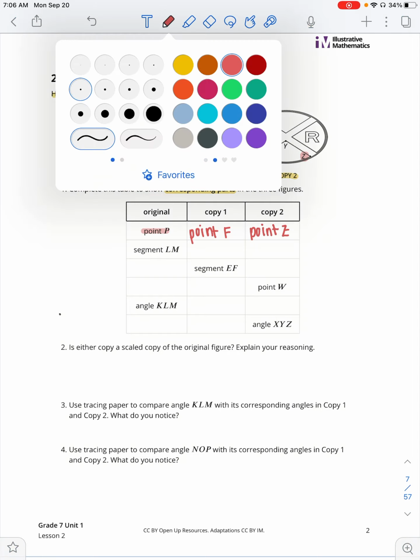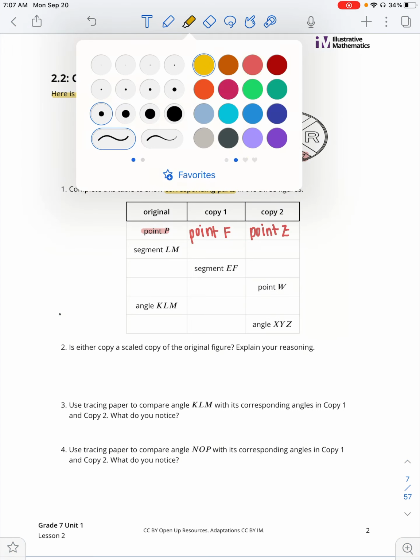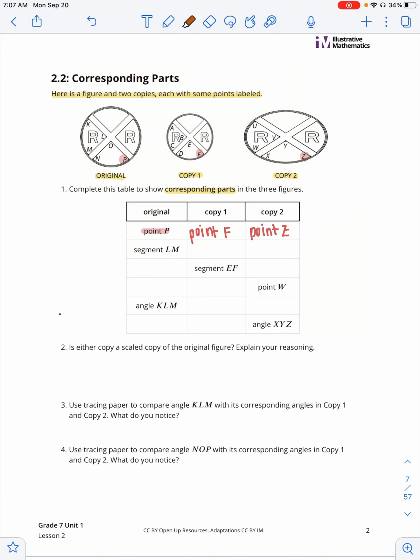Now we can do the same thing with line segments. That just means a line or a piece of the shape. For example, we have line LM. It's labeled LM because it starts at L and ends at M. So in copy 1, we see that LM corresponds to BC, and in copy 2, it corresponds to VW. So in our table, we can write segment. I'm going to abbreviate segment SEG, BC, and segment VW.